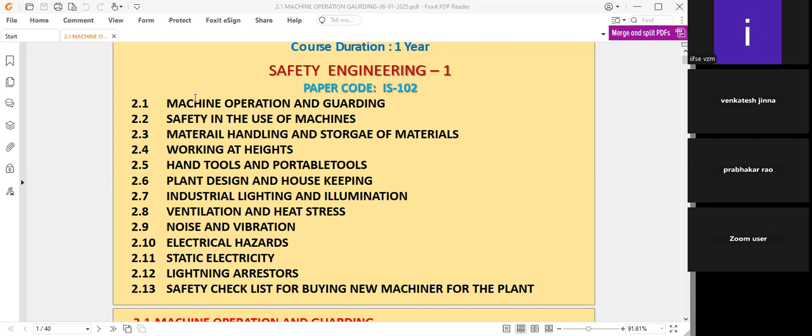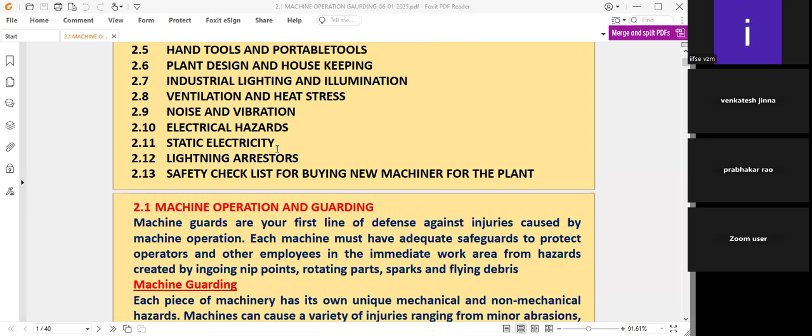Today, I hope these two will be covered: machine operation guarding and the safety in the use of machines with respect to safety engineering. So this is the second paper, the 102 paper code.